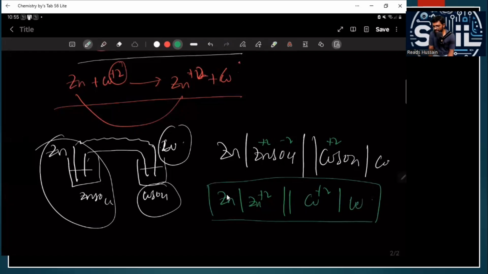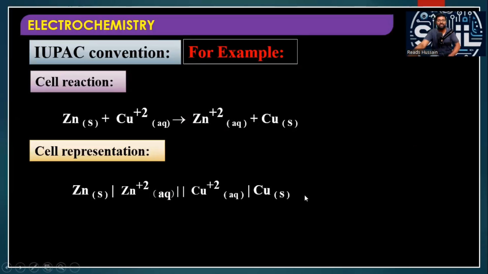Whenever you find this representation, you have to understand that this part is the anodic part, and this part is the cathodic part. Here oxidation is taking place by losing electrons. Here reduction is taking place by gaining electrons. That's all, very simple. I hope you understood about this cell representation. So next we'll move.